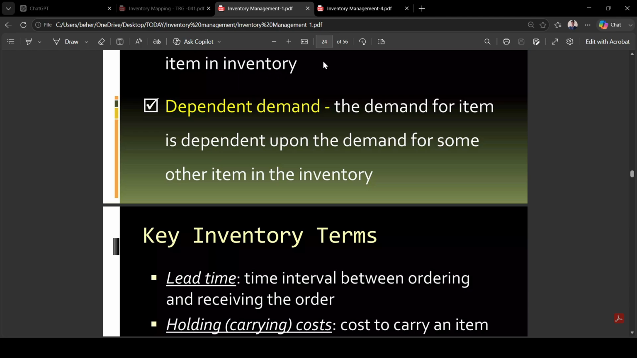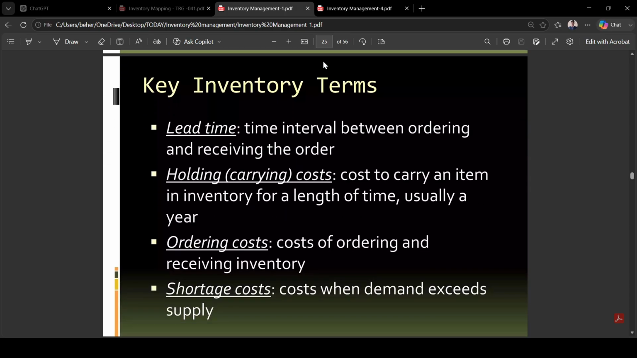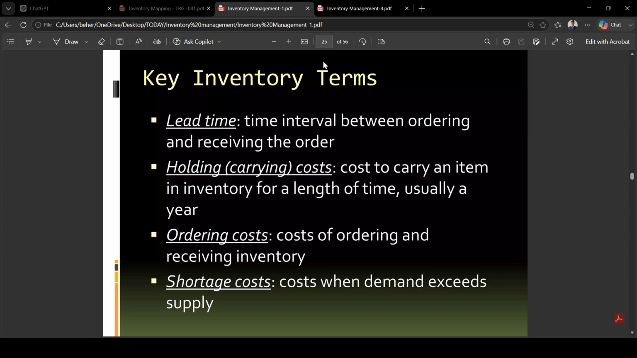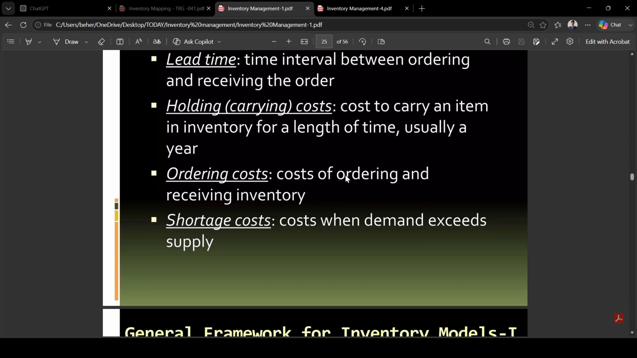In dependent demand, the demand for the item is based upon the demand for other items. Key inventory terms: lead time is the time interval between ordering and receiving the order. Holding or carrying cost is the cost to carry an item in inventory for a length of time, usually a year. Ordering cost is the cost of ordering and receiving inventory. Shortage cost is the cost when demand exceeds supply.